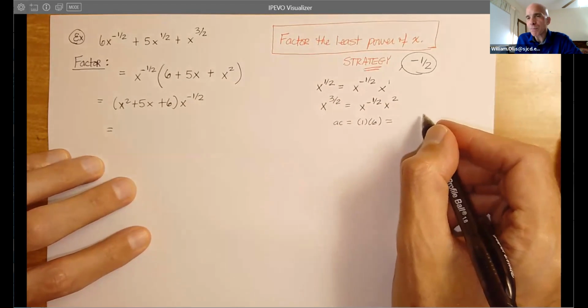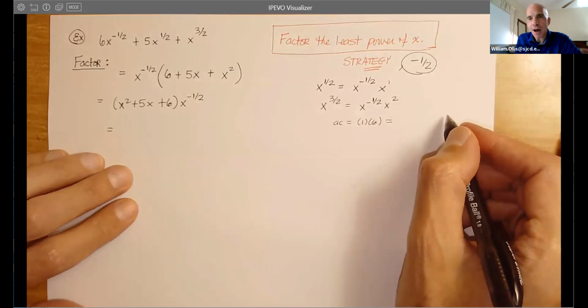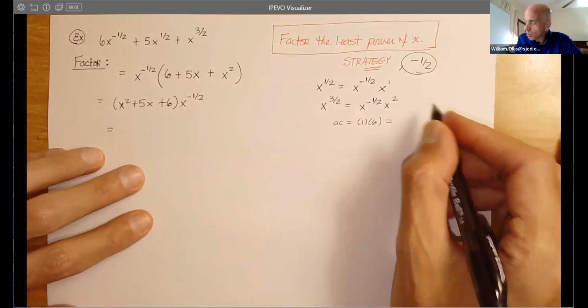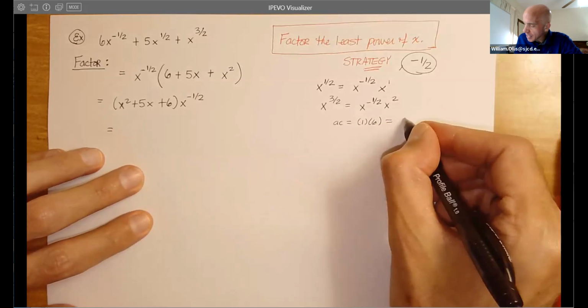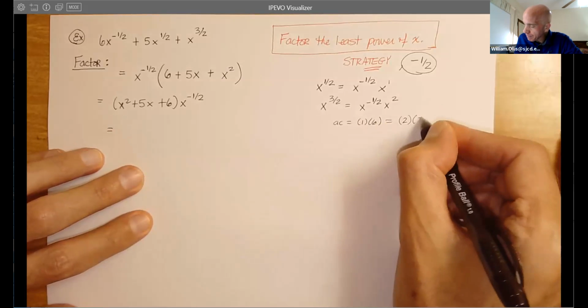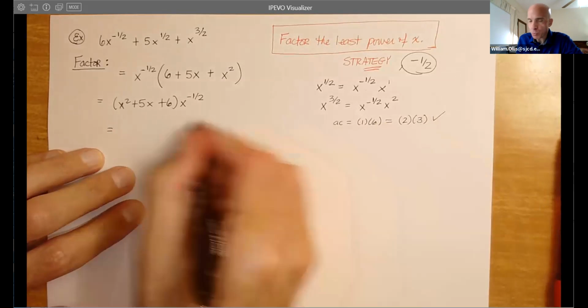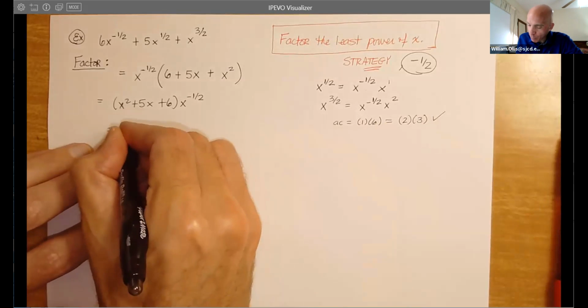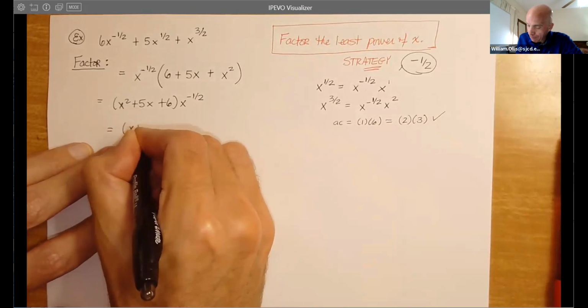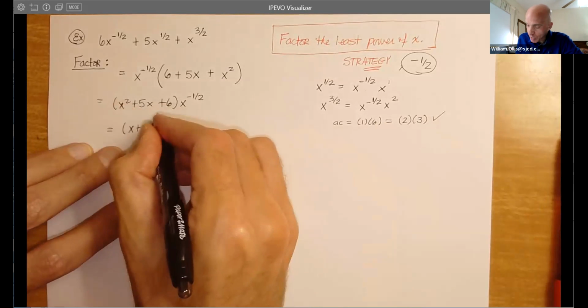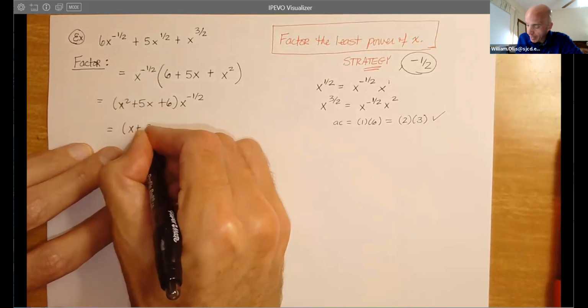That's no good. So we pretty much ignore the 1. We just look at the 6 and say this is 2 times 3. You can actually do that in your head. And of course, 2 plus 3 equals 5. So this doesn't even require factoring by grouping, since the leading coefficient is 1. We call that a monic polynomial.